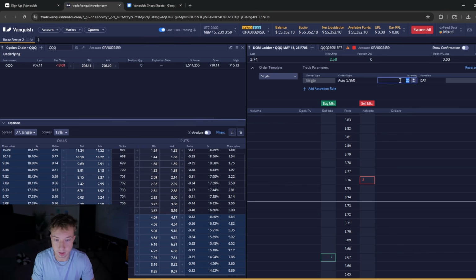Buy 20. If I want to buy 70, right? Look how quick it is. Buy, boom, you're in. Boom, you're out. Sell, flatten all, you're out. Boom. Now, you guys can see this panel up here, right?